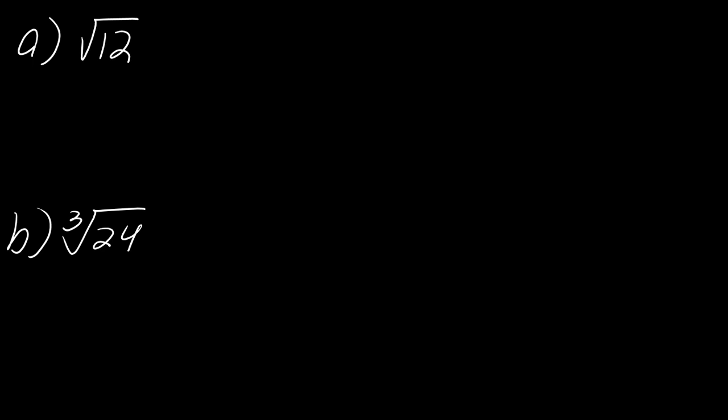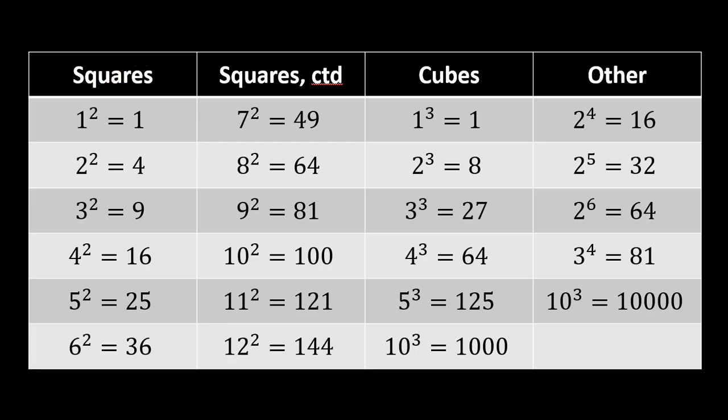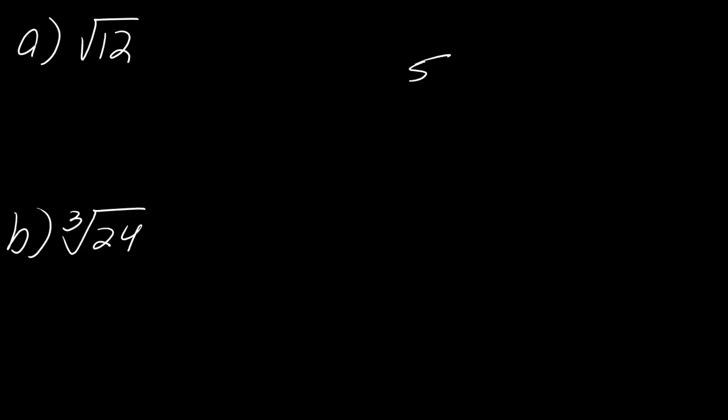Okay, so now let's talk about how to simplify things that are not perfect squares. The square root of 12 is not a perfect square. So what is a perfect square? A perfect square would be 25, something that falls in our table. 5 squared is 25, so we call it a perfect square. 12 is not a perfect square, so what do I do?